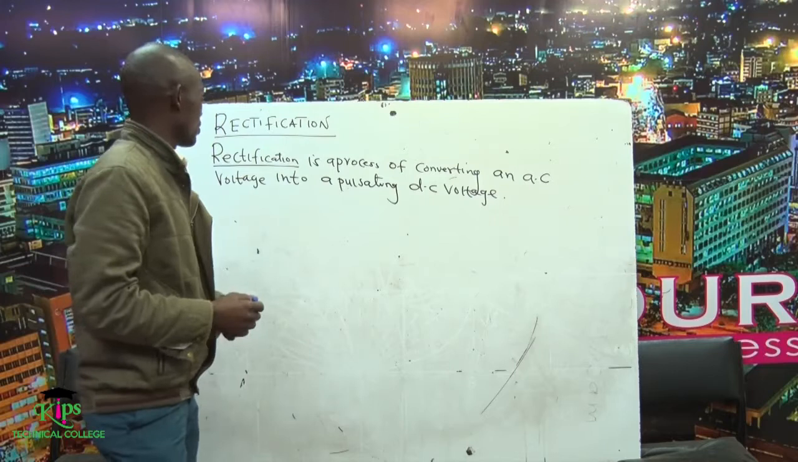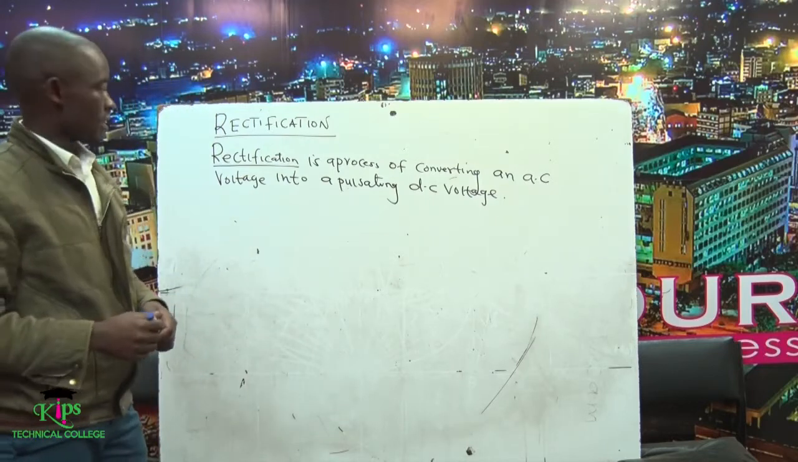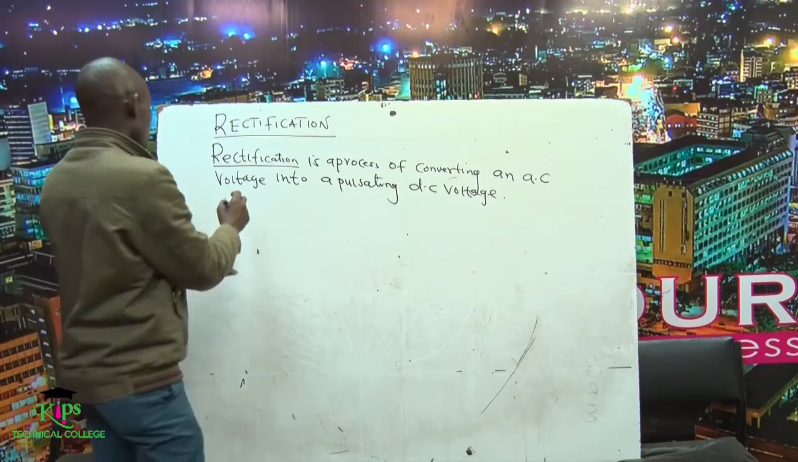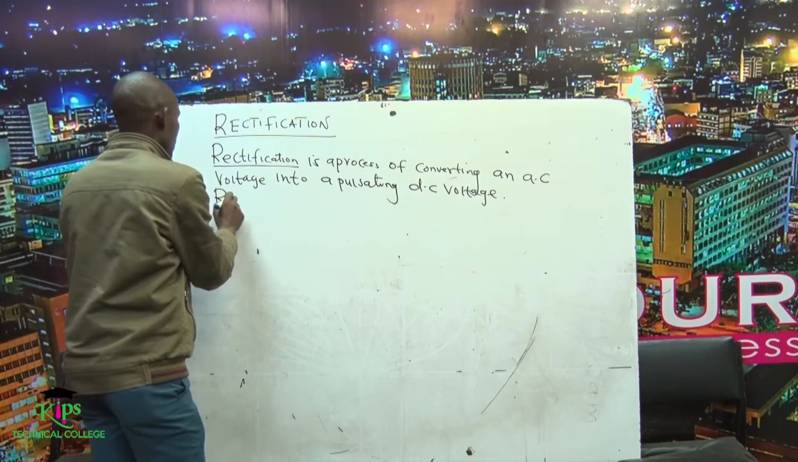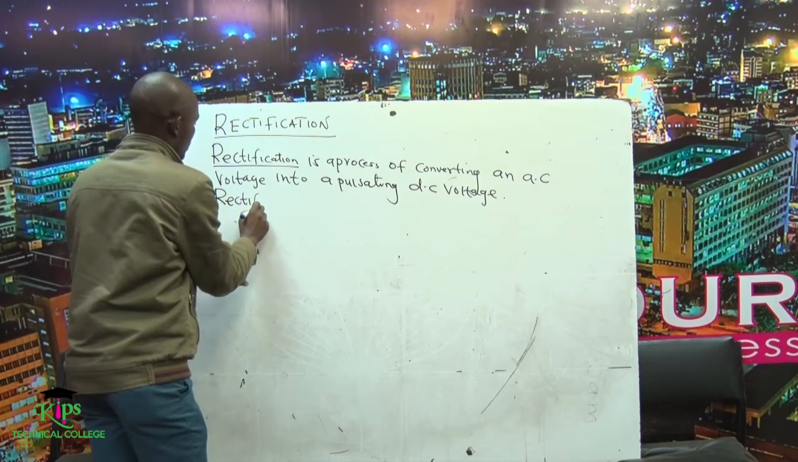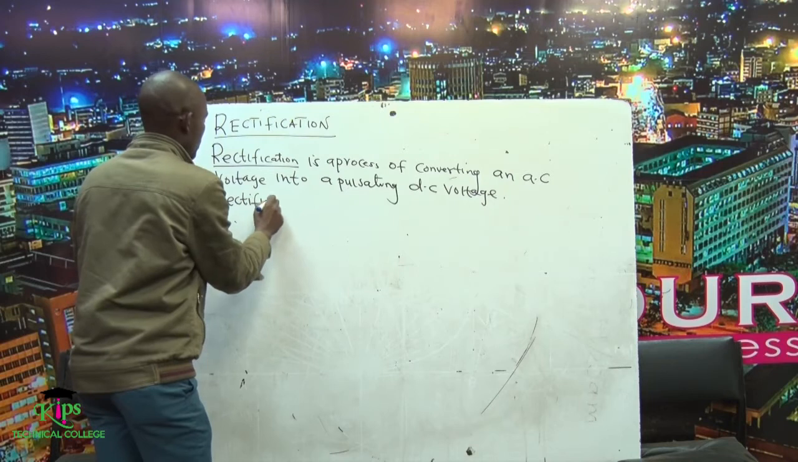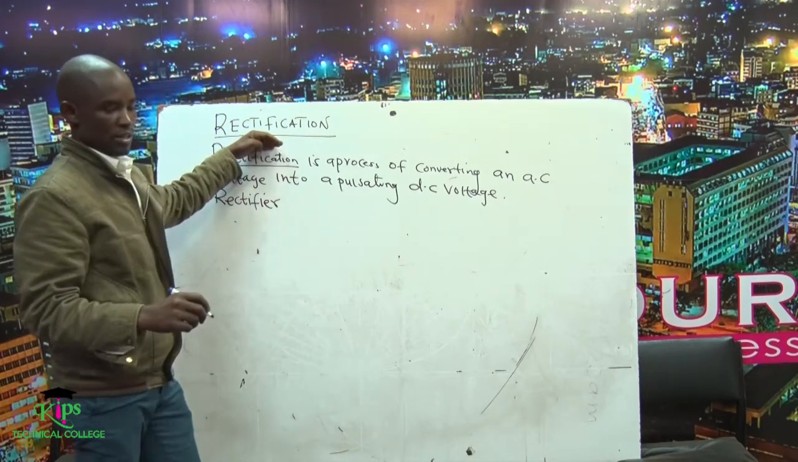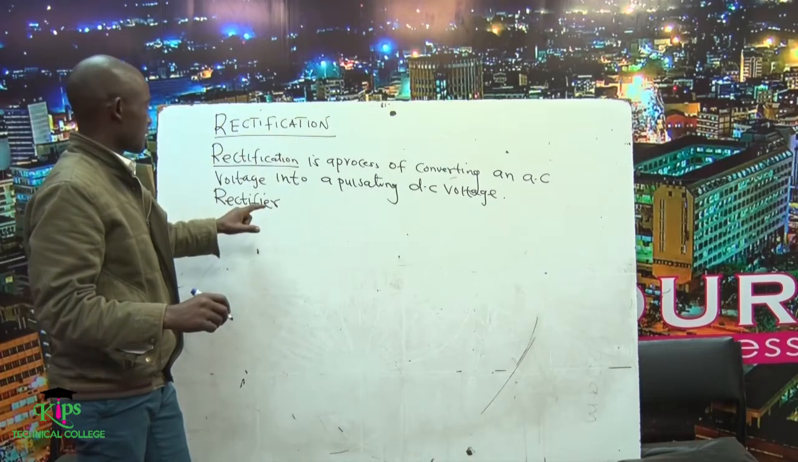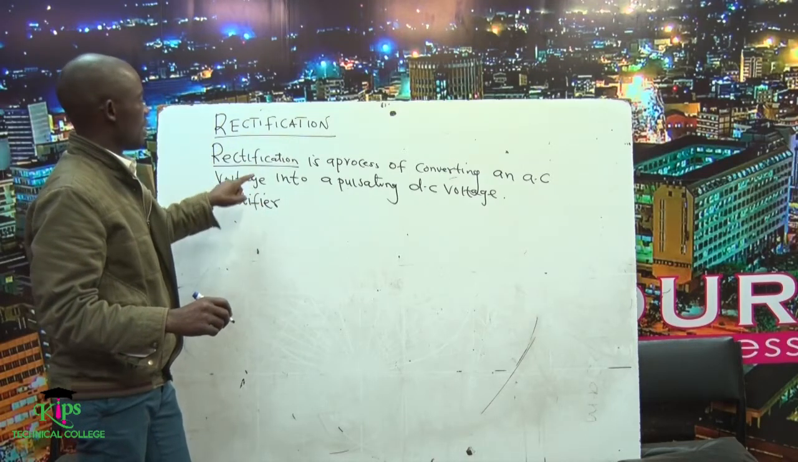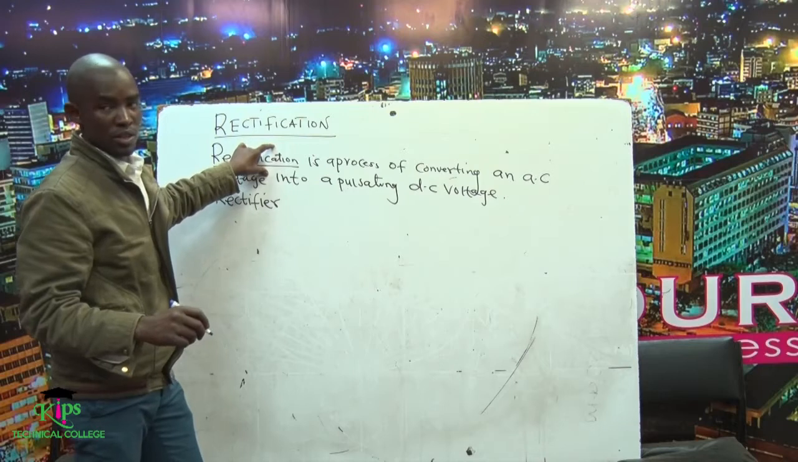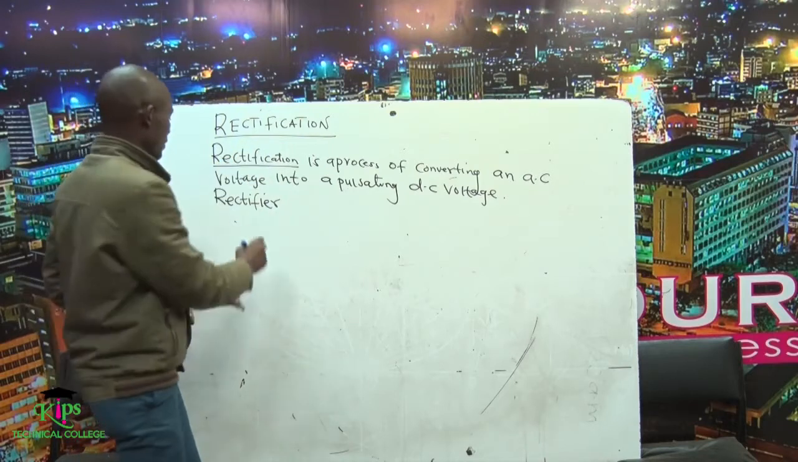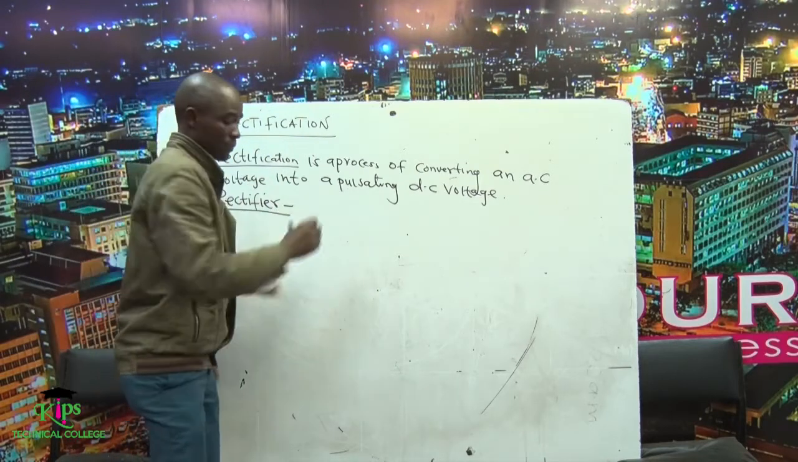So we need now to go down into types of rectifier. Then we need to define also something that is called a rectifier. A rectifier is a circuit. Rectification is a process. So the circuit that is going to be used to carry out the process of rectification is called a rectifier.